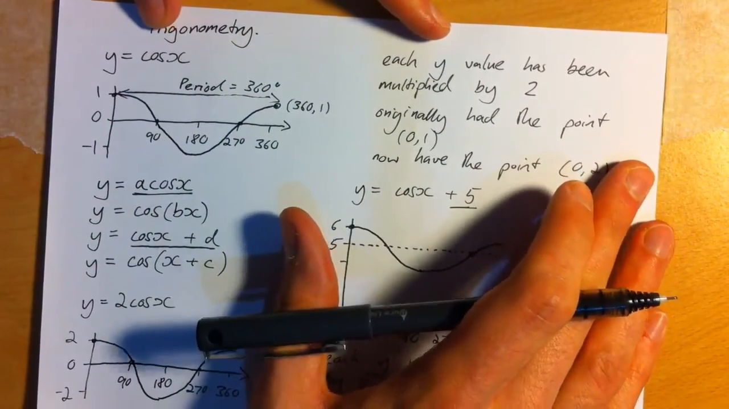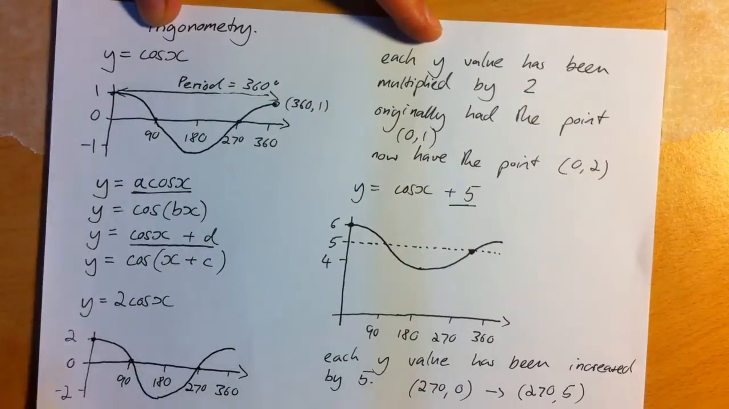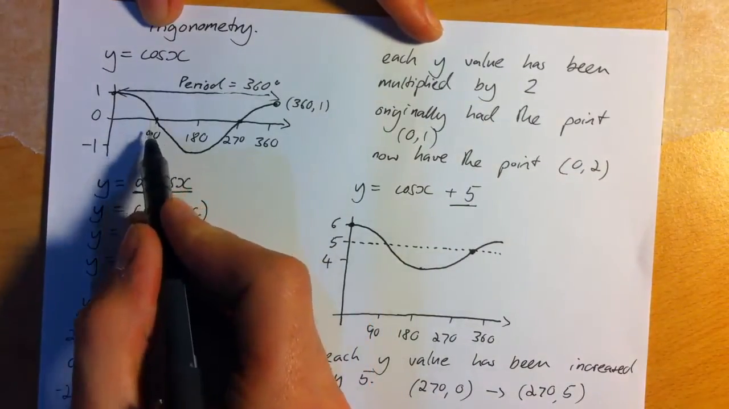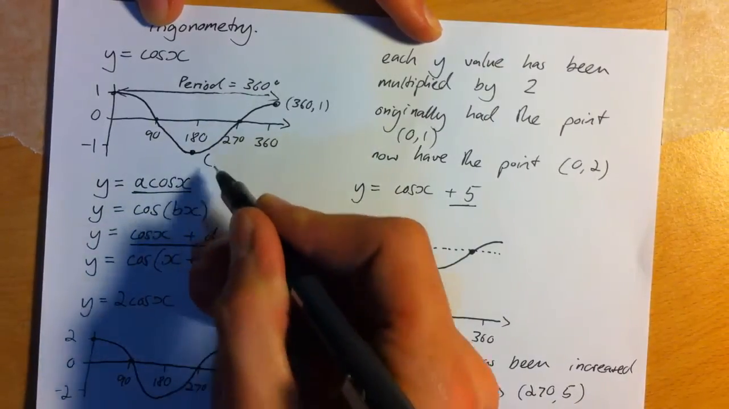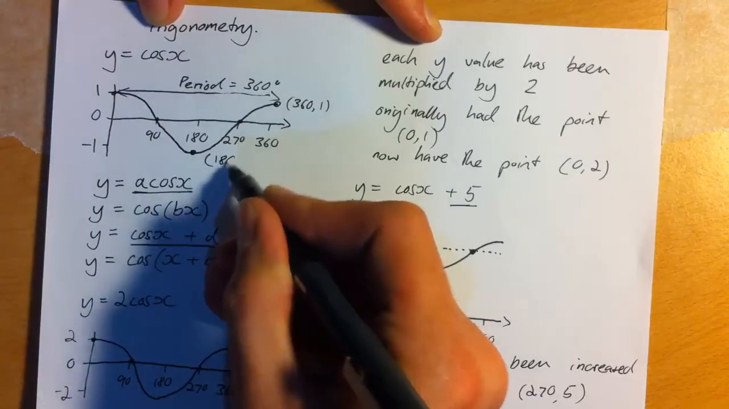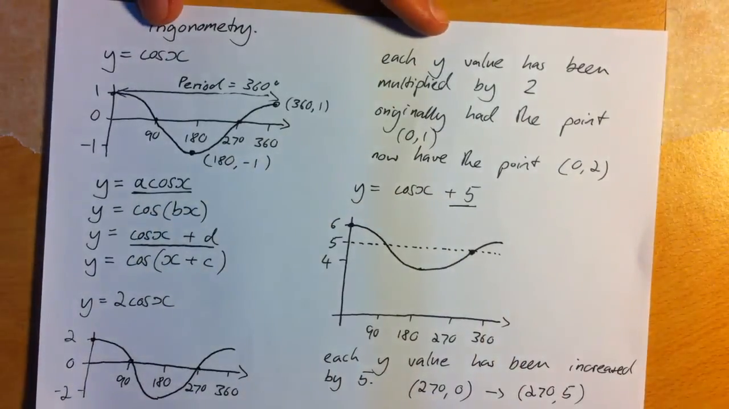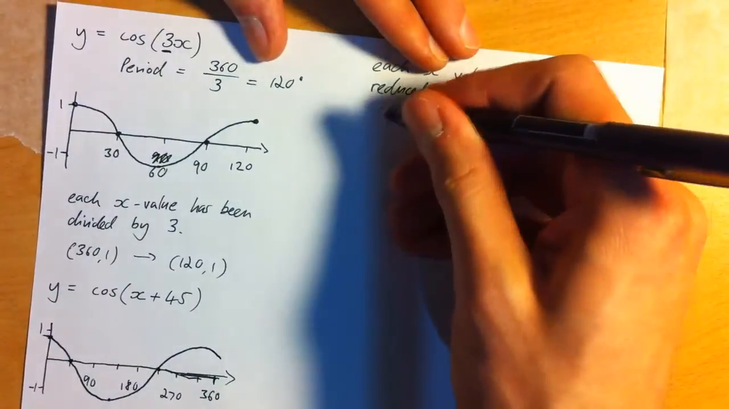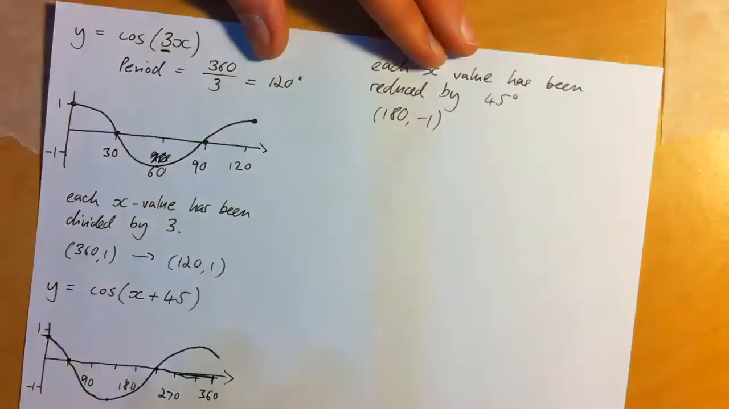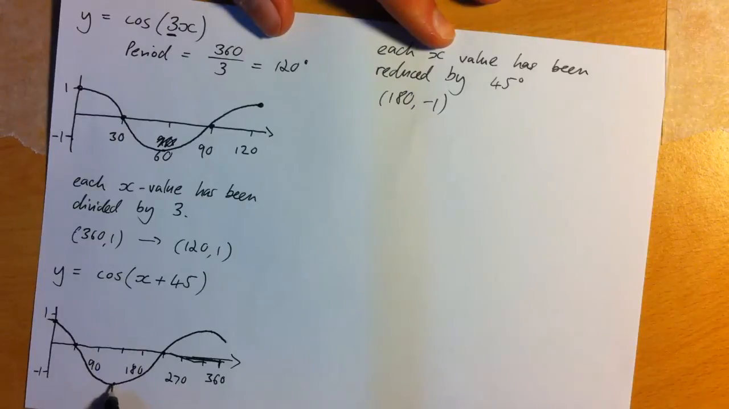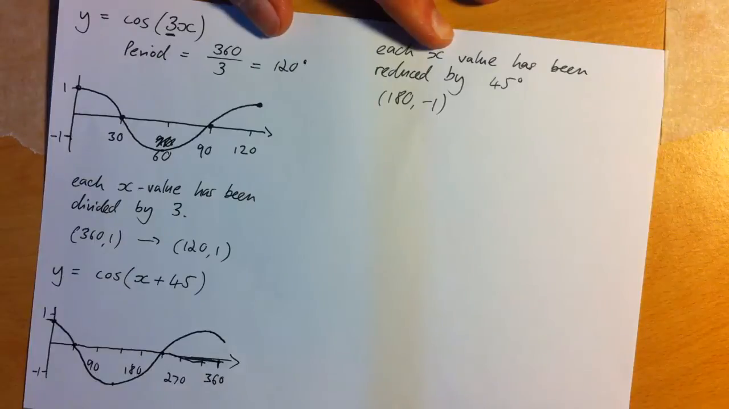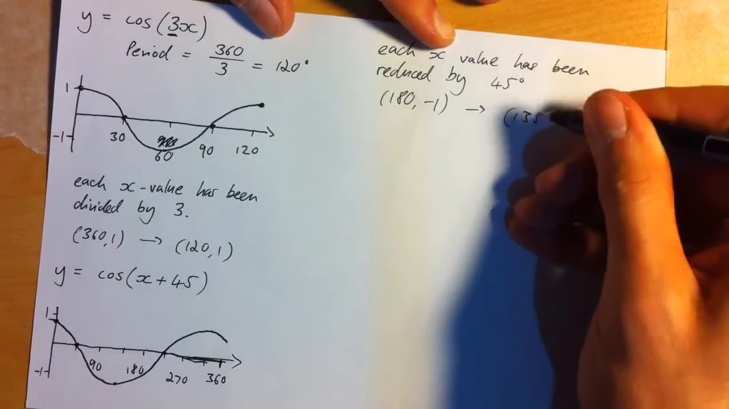you can see that the first time that we reached -1 was at this point here. So that point was 180 degrees, comma, -1. But I'll write that point again. So we originally had this point, 180 degrees, -1. But then if we have a look over at this graph here, it reaches -1, the low point of the graph, at 135 degrees. So we now have the point 135 degrees.